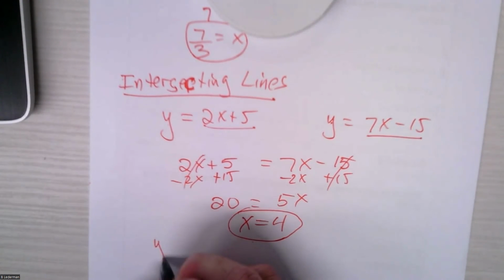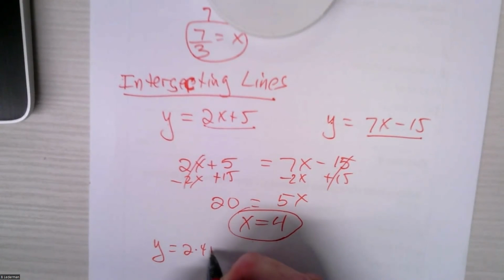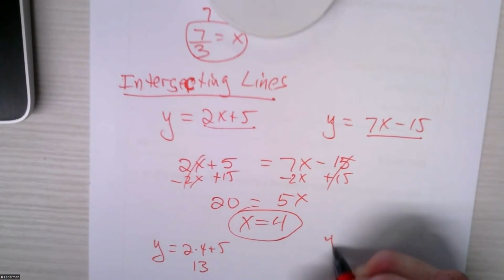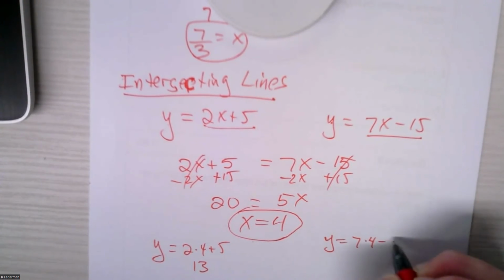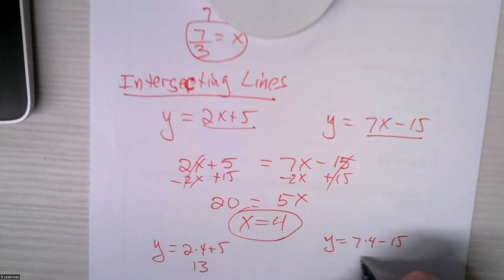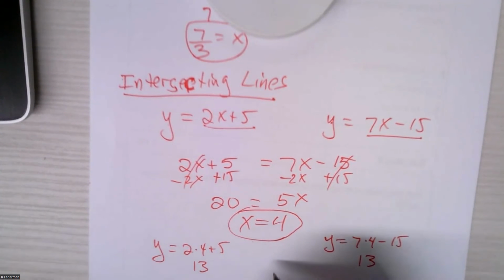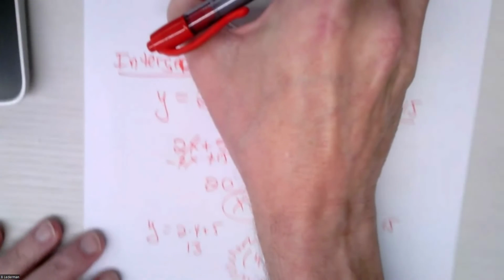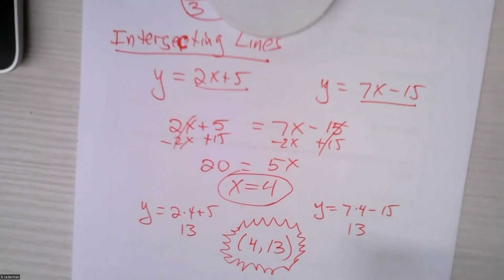So y equals 2 times 4 plus 5, which is 13. If I do it this way, I get y equals 7 times 4 minus 15, 28 minus 15, which is also 13. So my point of intersection is going to be 4, comma, 13. That's my dazzling answer. So these intersecting lines intersect at the point 4, comma 13.